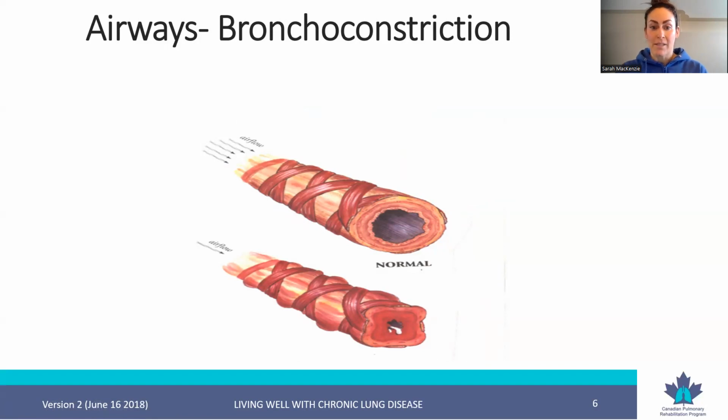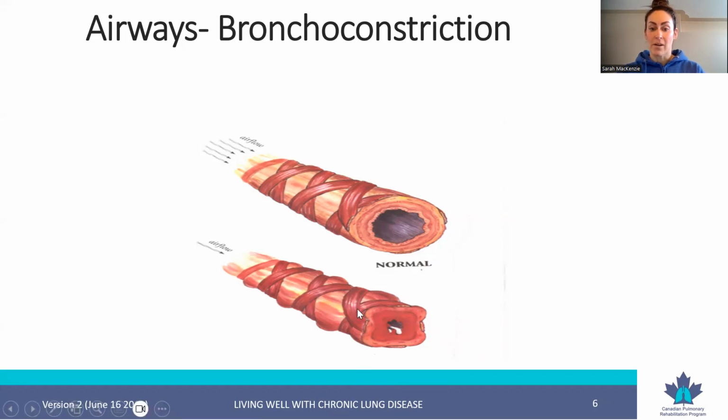Bronchoconstriction, we'll talk about this in later slides as well, but basically what I want you to look at is the top picture here, which is a normal airway. You can see the smooth muscle around the airway. So this is a bronchial tube or a bronchial airway. And you can see the cell wall here, and the inside of the airway is nice and open and patent. Okay, so that's a normal airway.